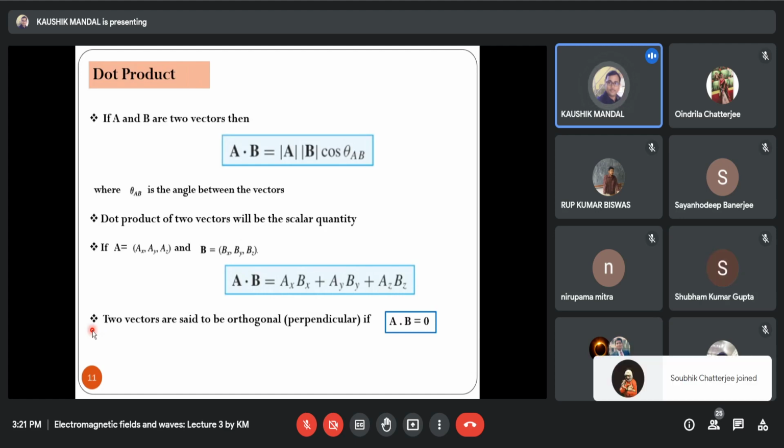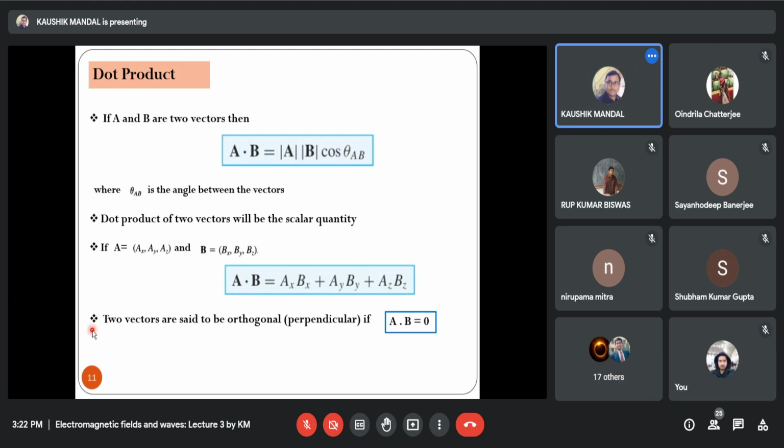Next, we will discuss the dot product. If we consider any two vectors, vector A and B, and the angle between these two vectors is theta AB, then as per the dot product, A dot B will be mod of A, mod of B, cos theta AB, where theta AB is the angle between the two vectors A and B. Now we know that the dot product of two vectors will always be a scalar quantity.